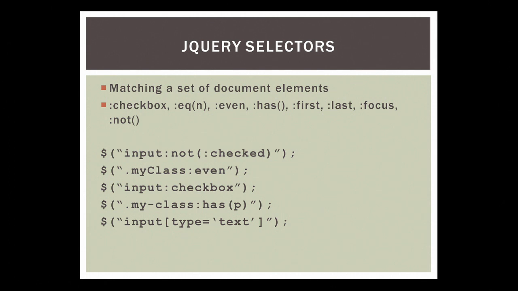So you can find a whole set of document elements, and this is just a brief list of the filters that they have. If it's a checkbox, if it's an input, if it's a radio, if it's even, if it has, and has is cool because you can say div.myElement has a p tag. So it will only return the divs that have that class of myElement that also have the paragraph tag in them. Input colon checkbox returns all the checkboxes that it finds on the page, or submit, or button, or text.